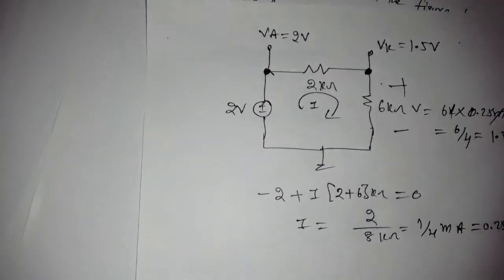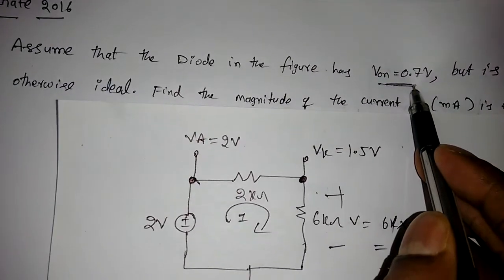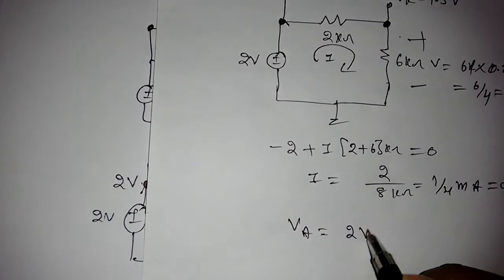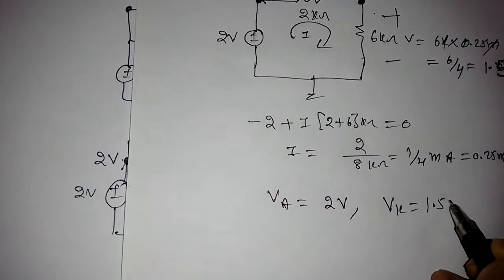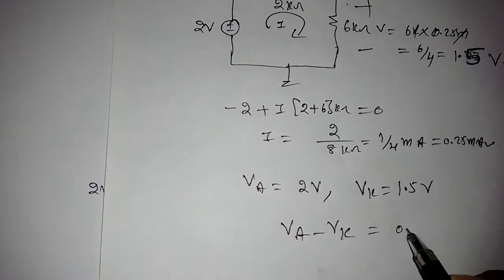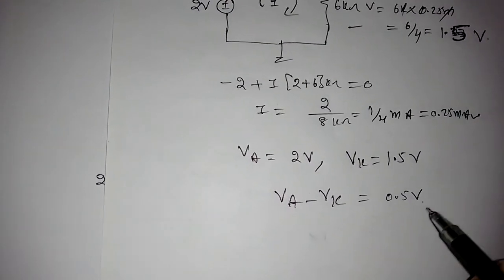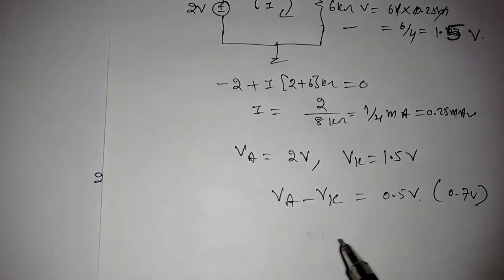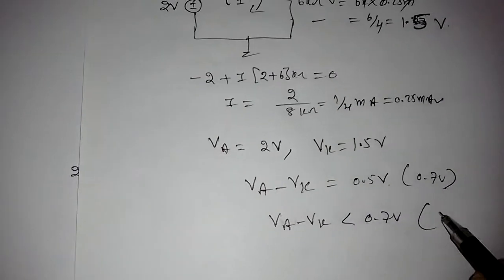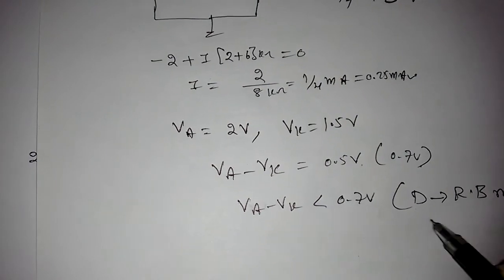Now the question says V on should be 0.7. Here the given V on is 0.7, which means this is a practical diode. So VA is 2 volts, but VK is 1.5 volts. Now what is the difference? VA minus VK is only 0.5 volts. But for a practical diode, it should be 0.7 volt. So VA minus VK is less than 0.7 volt. So the diode is in reverse bias mode, or it is an open circuit.